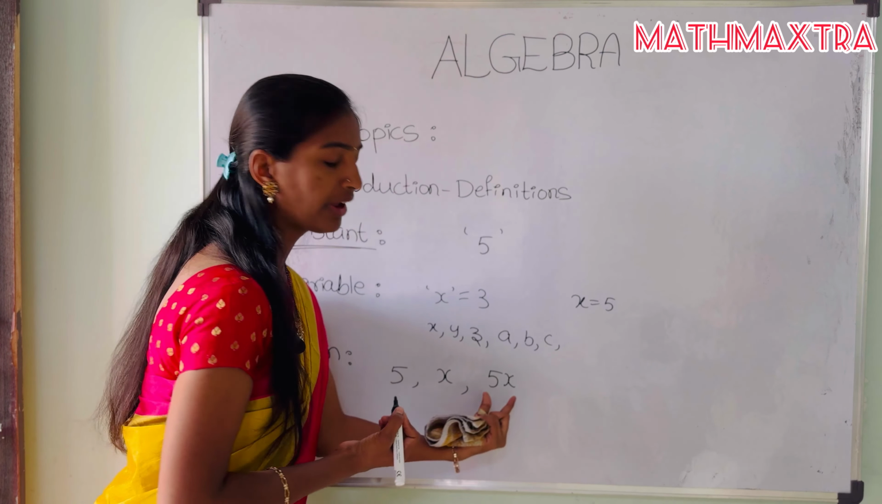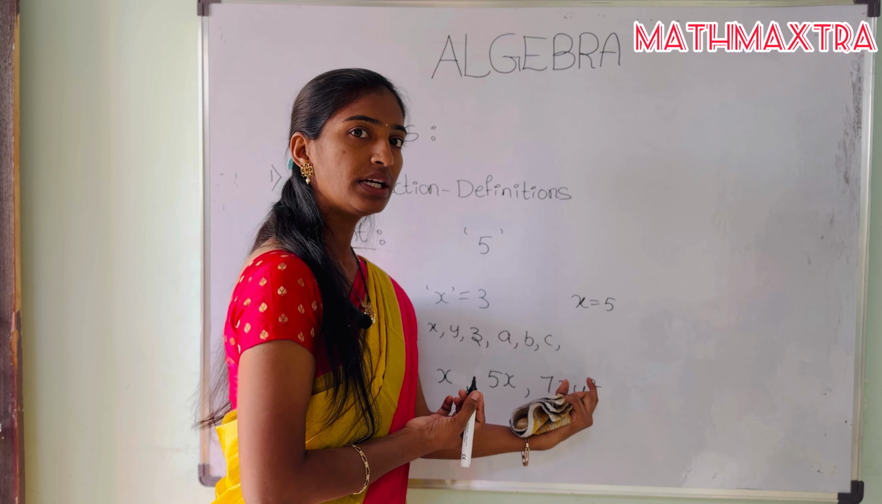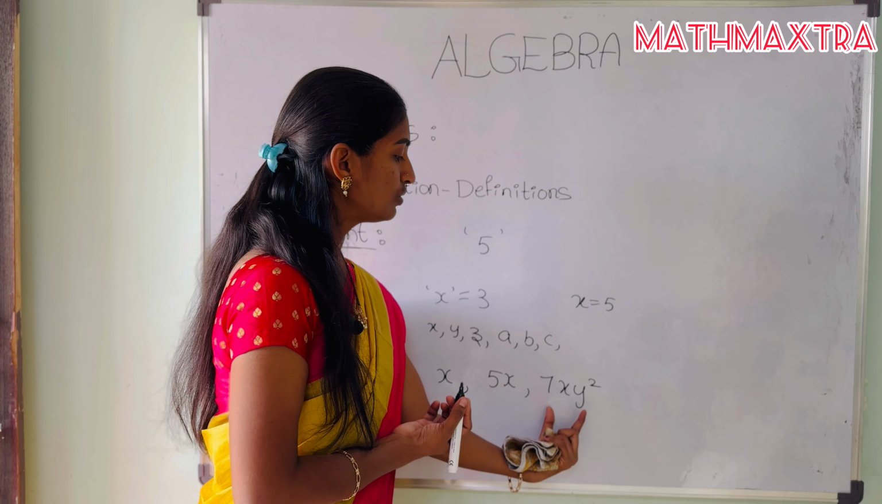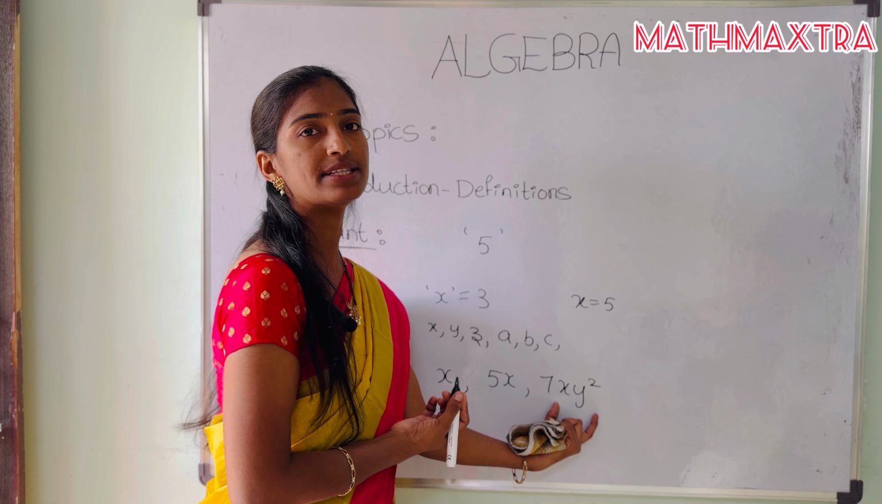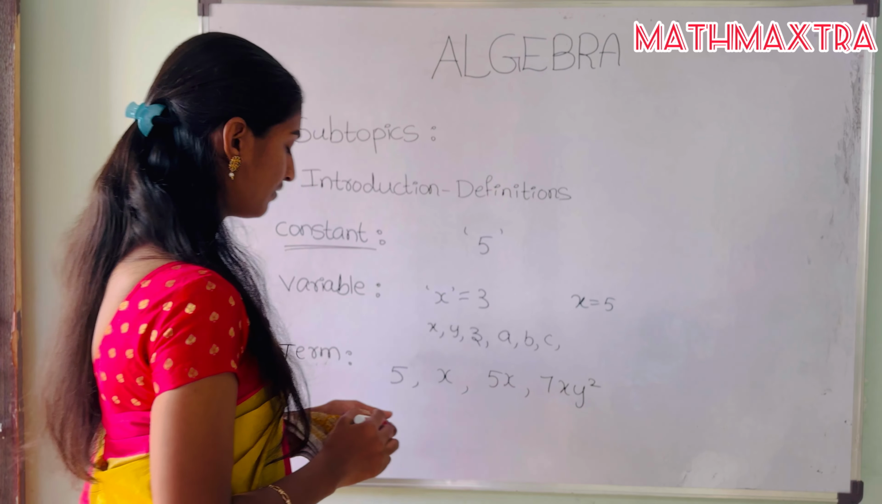This can be 5x, 7x, y square. It need not be only a single variable. We can have any number of variables, but it must contain a product of constant and variables, or different types of variables. So we should take a product of all these. Then only we call it a term. Okay, is it clear? Next definition.